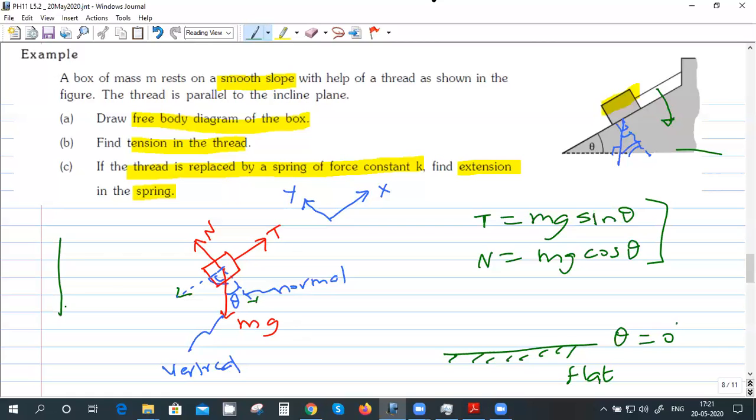Another extreme case is when the plane is vertical. In that case, what is the value of theta? 90. In that case, what will be the normal reaction?